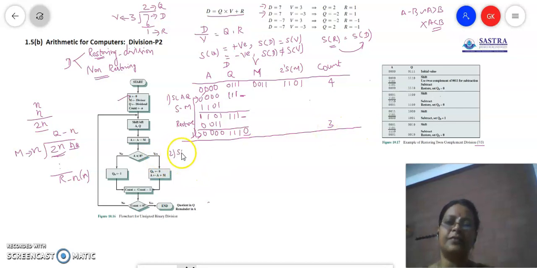Again we are going to shift left AQ, so it is going to be 0 0 0 1 1 1 0, and then we will have a blank here. As usual we will be subtracting M. It is nothing but the 2's complement of M that should be added here, 1 1 0 1. So when we add here, we get 1 1 0, and here we have the dash. Now we check the value of A. So we have subtracted M. We check the value of A. A is less than 0 because the first number is negative.